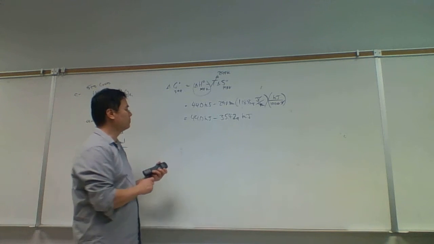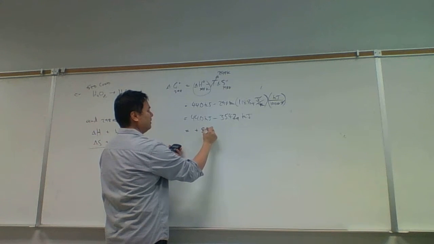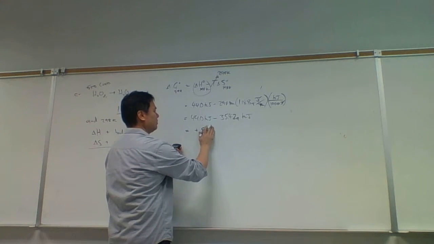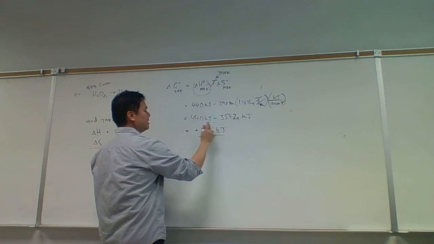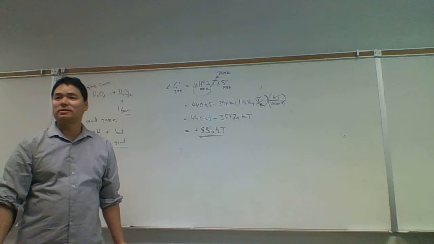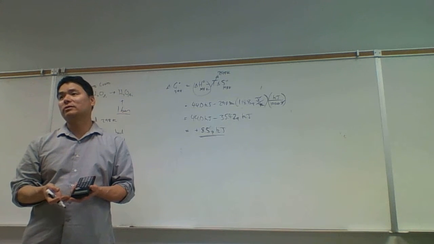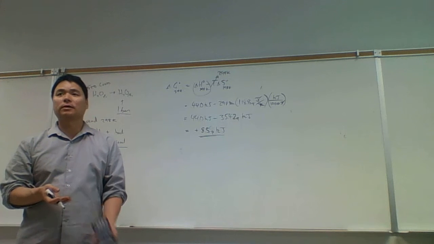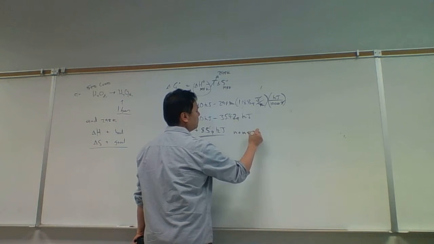Well, the 44, because it's going to add up to plus 8.57 kilojoules. Plus 8.57 kilojoules means non-spontaneous. So we don't expect water to spontaneously boil at 298 Kelvin. Liquid water is favored, non-spontaneous.